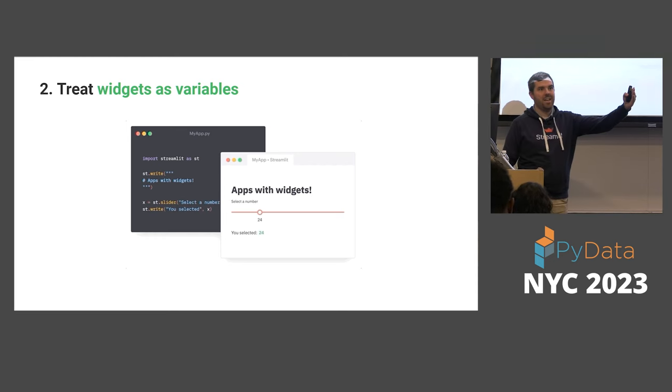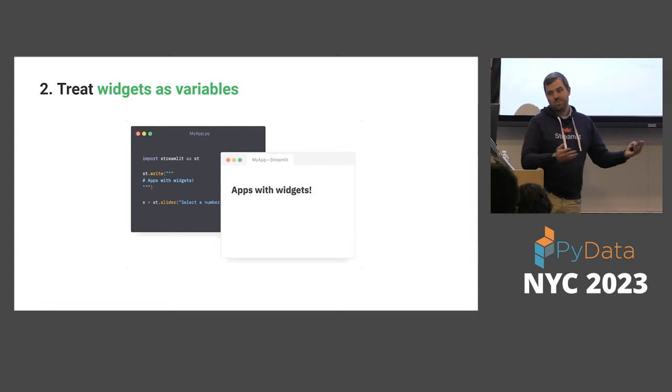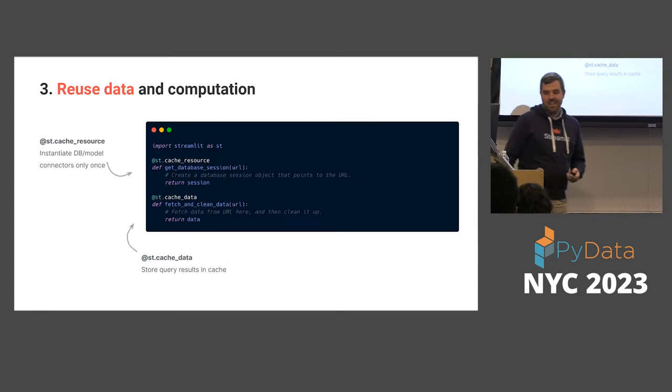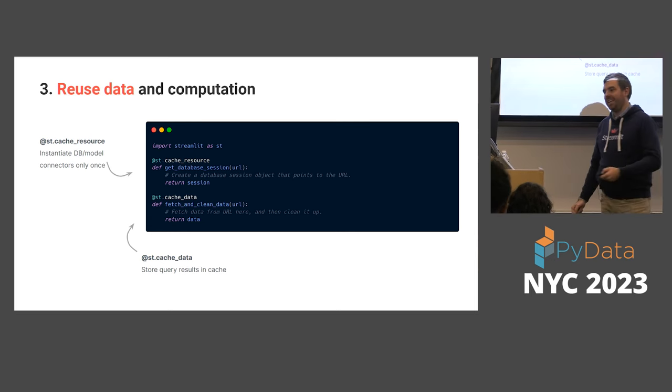You just think, okay, x is going to have the value of the slider. And wherever I use x, whatever the slider was, that's what x is. And then there's these built-in methods called cache data and cache resource.